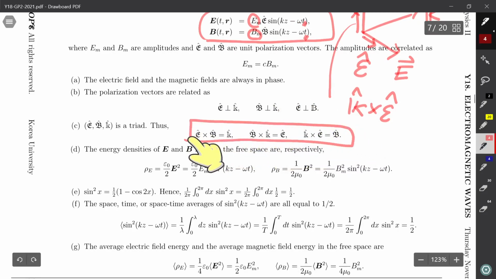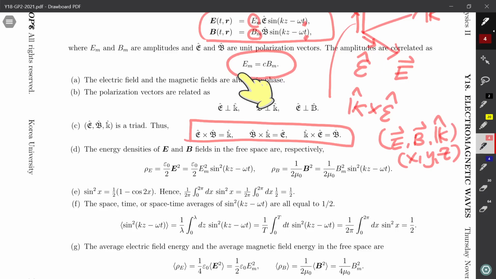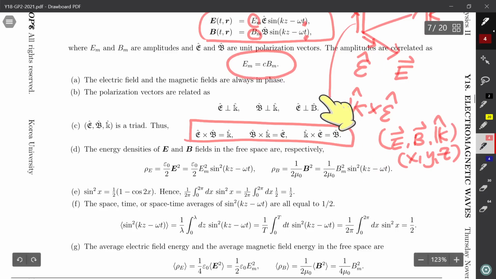We have found that they are related in such a way that E, V, and K are ordered as X, Y, Z axis. In addition, the speed of light multiplied by the magnetic field amplitude is identical to the electric field amplitude.